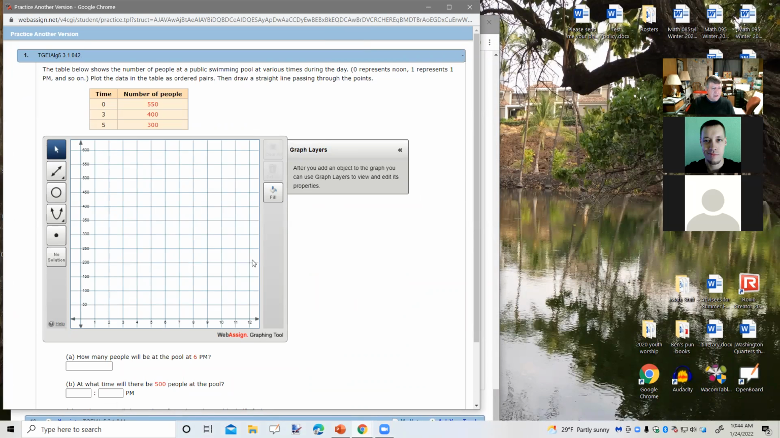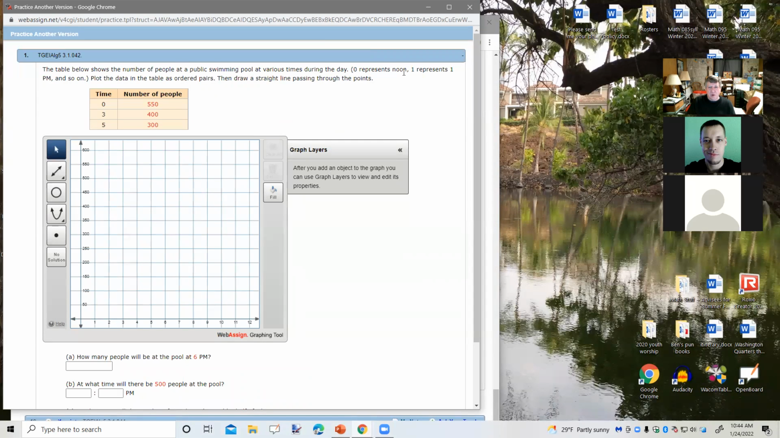Okay. So here we have a graph. And can you see that it's basically quadrant 1? Notice our scale along the x-axis, 1 square is 1 unit. But our scale along the y-axis, 1 square is 50 units. So we can have a different scale on the x and the y-axis, but you'd need to label them as such. All right. It says the table below shows the number of people at a public swimming pool at various times during the day.